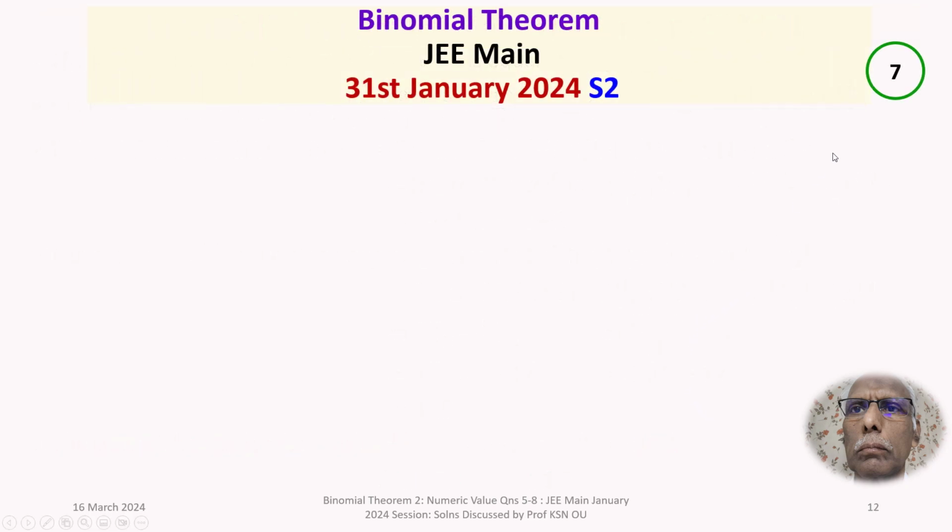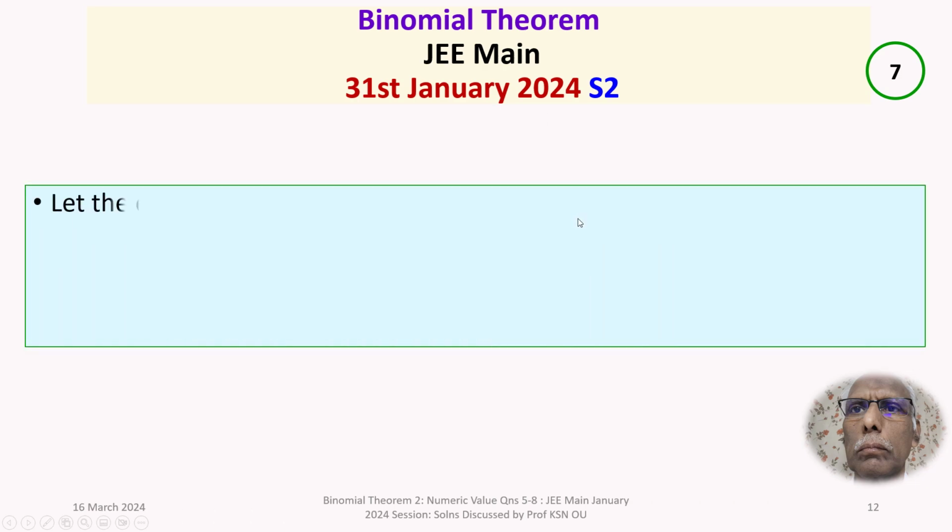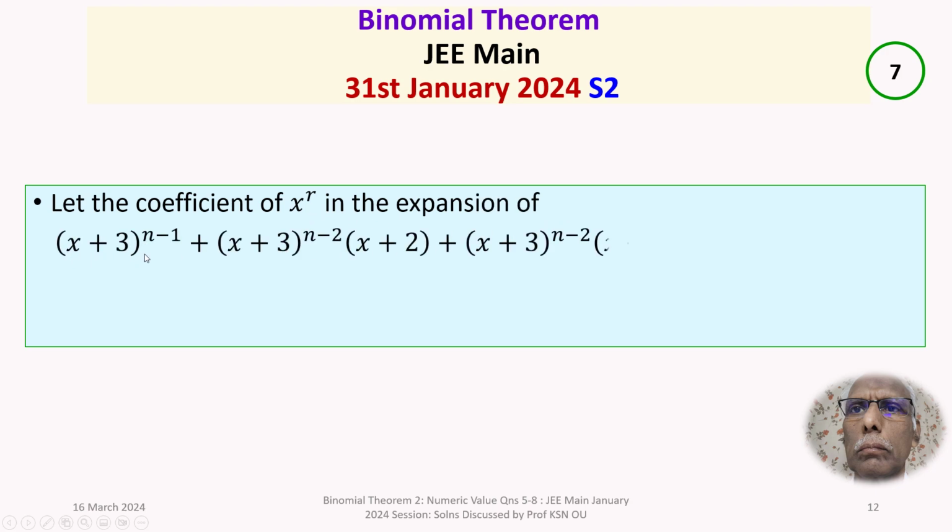Question number 7 in the serial order, and this question has appeared in the JEE Main exam held on 31st January 2024 in the second shift. Let the coefficient of xʳ in the expansion of (x + 3)ⁿ⁻¹ + (x + 3)ⁿ⁻²(x + 2) + (x + 3)ⁿ⁻²(x + 2)² and so on and so forth, plus (x + 2)ⁿ⁻¹.